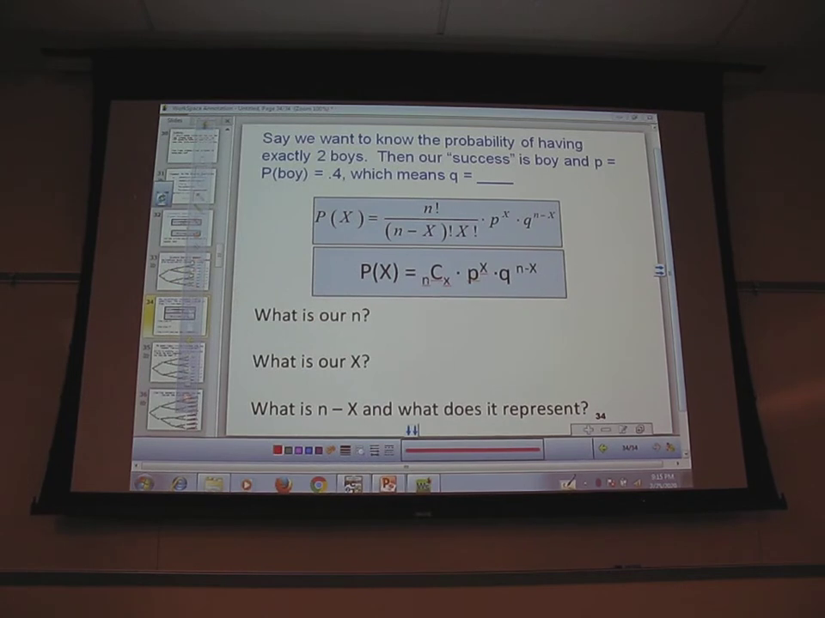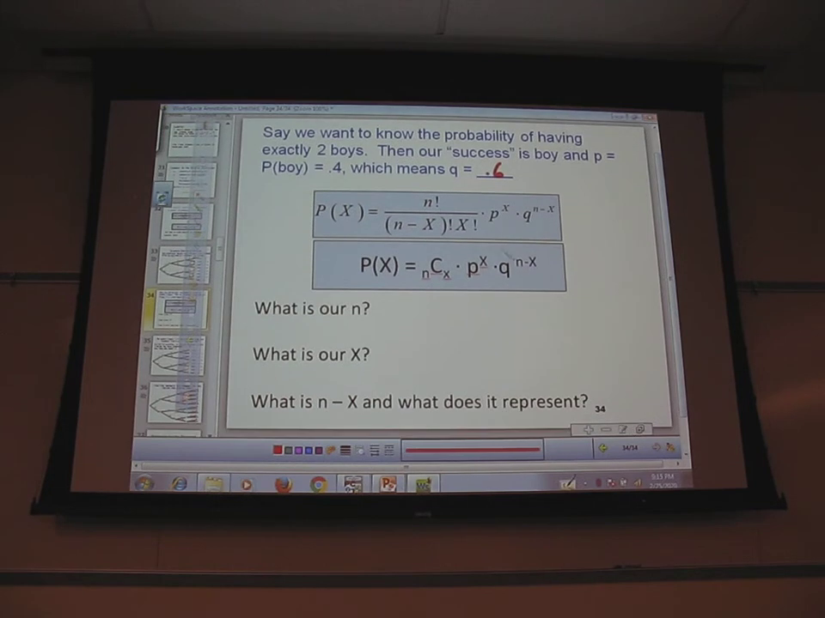So it's a 40% chance for a boy, 60% chance for a girl. So my p would be 0.4, because my success would be having a boy. It'd be the same as the probability of having a boy, 0.4. Which means that q is what? 0.6. That's my probability of failure, my probability of having a girl in this case.